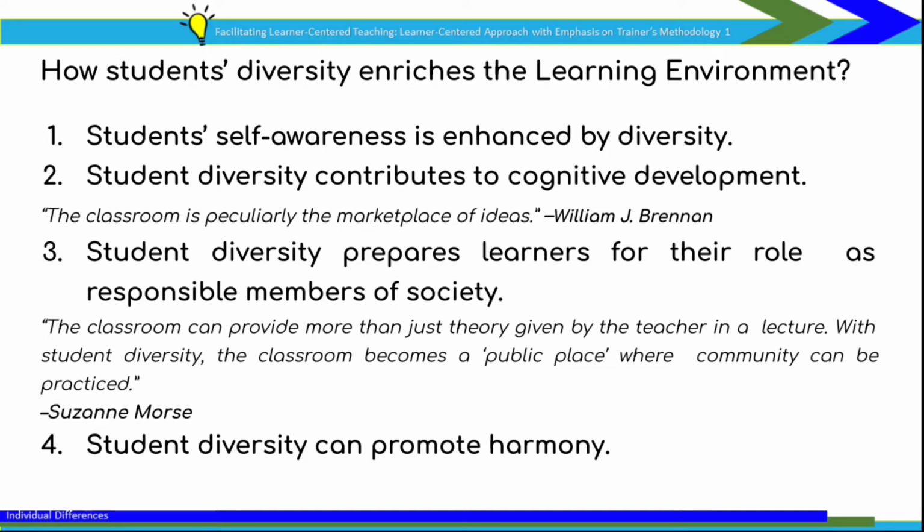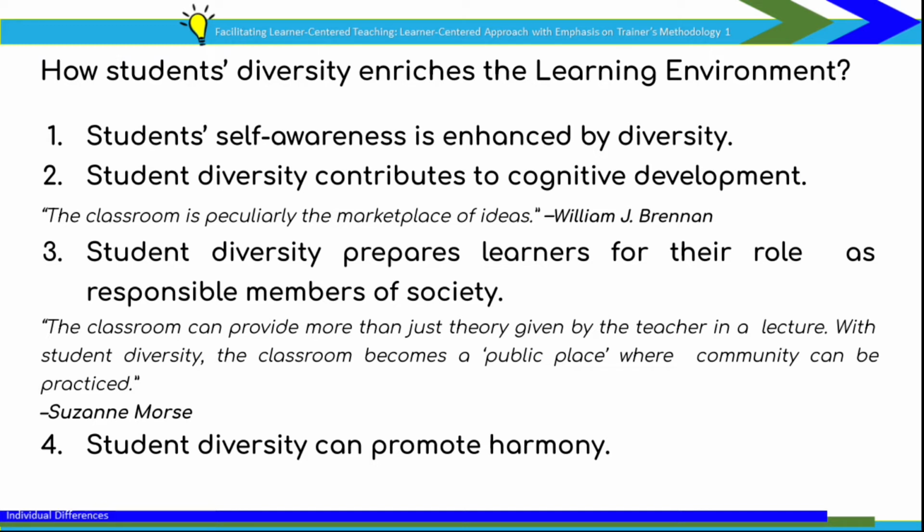Student diversity contributes to cognitive development. The opportunity to gain access to the perspective of their classmates and to learn from other students rather than the instructor only may be especially important for promoting the cognitive development of the learners. Student diversity in the classroom brings about different points of view and varied approaches to the learning process. It doesn't only focus on the teacher itself.